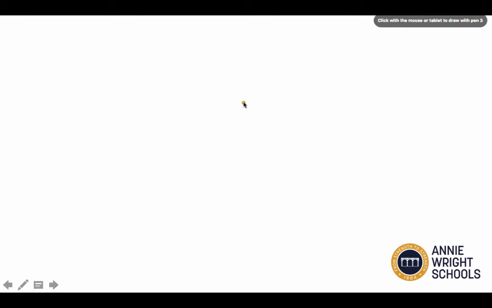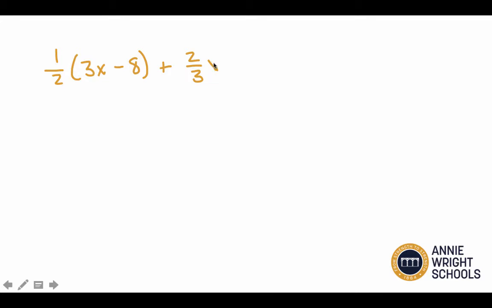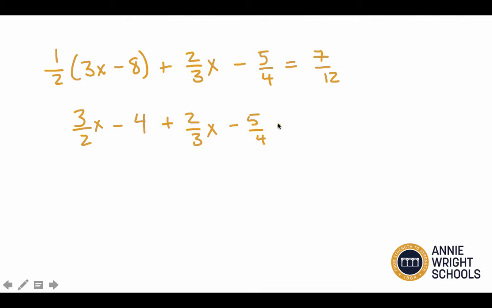Little bit tougher, it could be something like 1/2 times (3x minus 8) plus 2/3 x minus 5/4, and then let's say that equals 7/12. Okay, so very ugly equation. Start by distributing the half. 3/2 x minus 4 plus 2/3 x minus 5/4 equals 7/12.